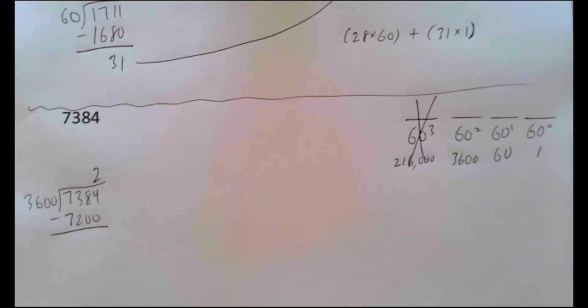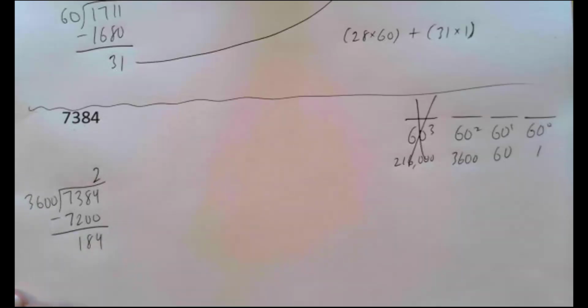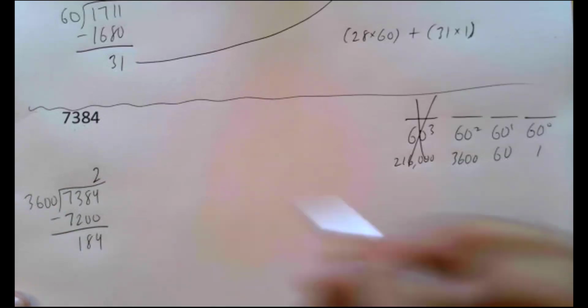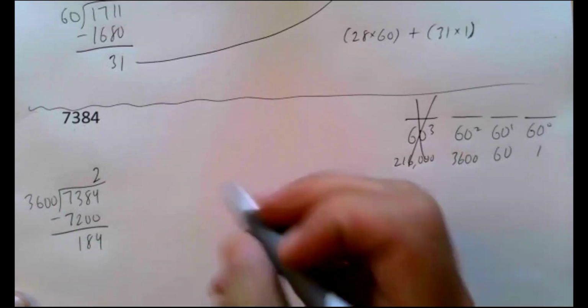Subtract: 184. Okay, so here's what's going to happen. The 2 is going to go in my 3,600 spot. But then with the 184, I now need to see how many sets of 60 are in that. So I'm going to take this remainder and divide it by the next thing.